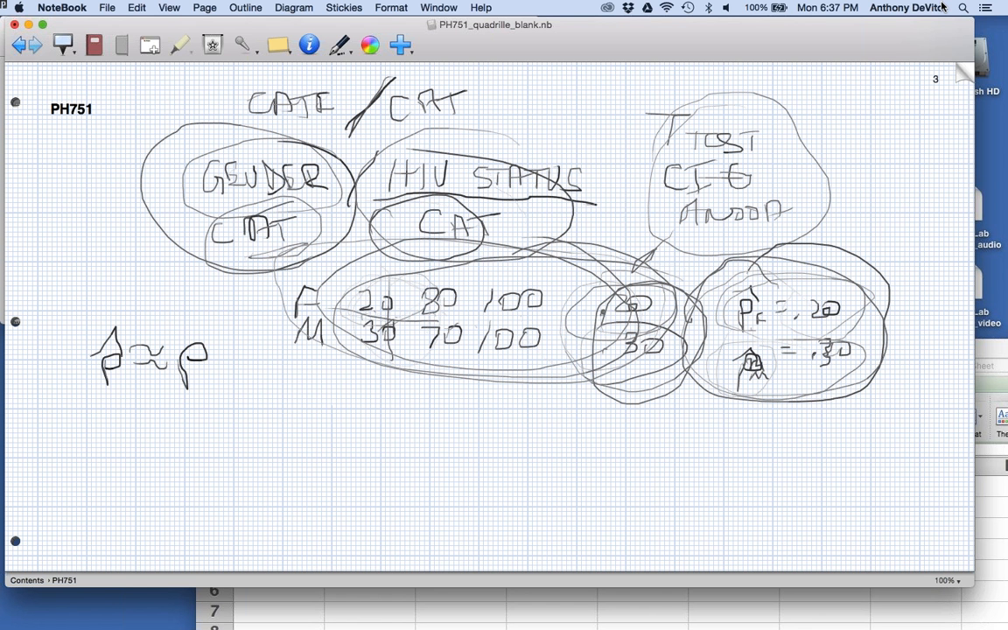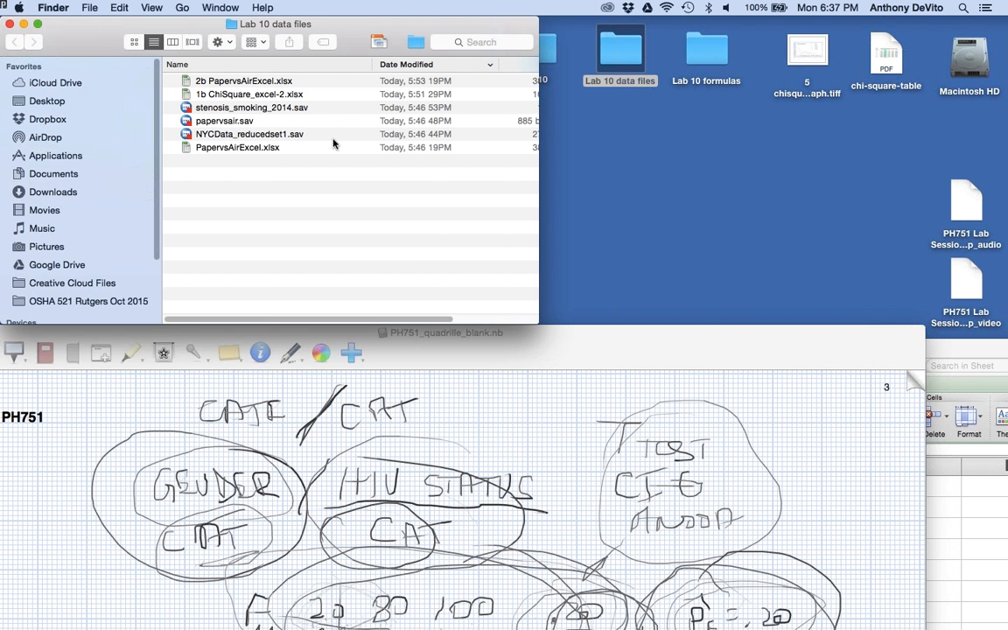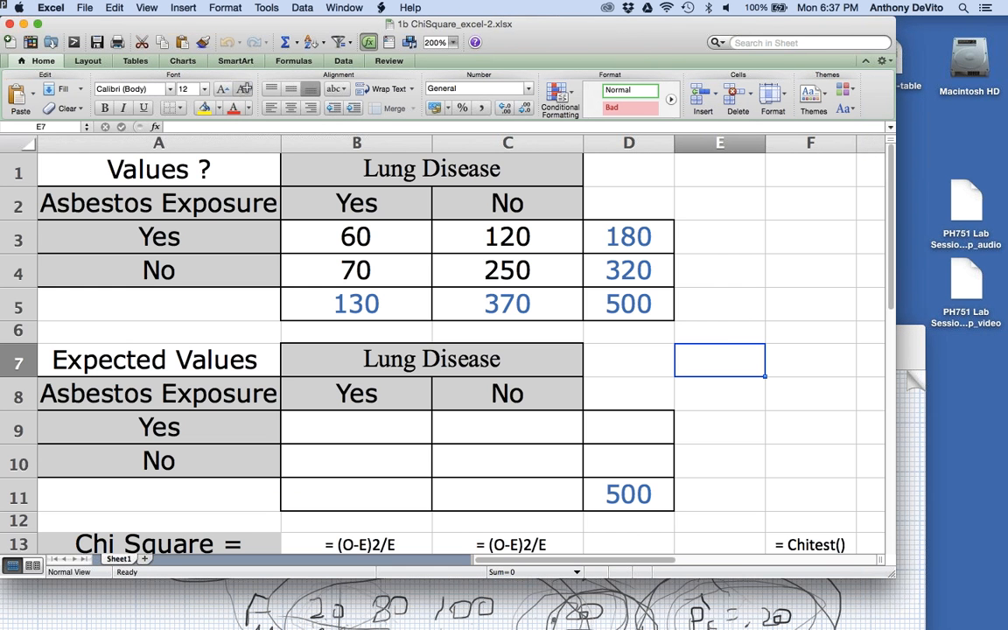Okay, so let's go back to what we're going to do tonight, our categorical variable. Hidden somewhere on Blackboard, there is a file which looks something like this. I'm going to open it up in Excel.